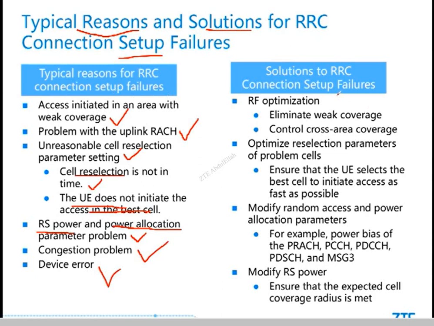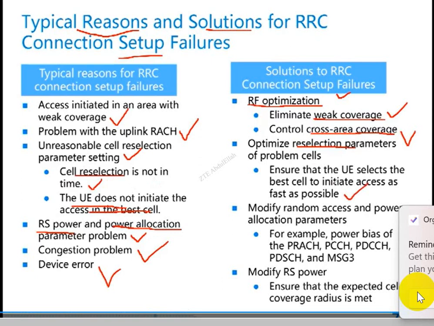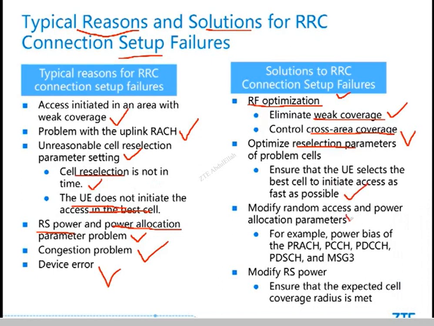And what's the solution? The first one is the RF optimization. RF optimization normally we use to fix the coverage, or cross coverage, so it's the overlap or weak coverage. And then the reselection parameter. Here is the late reselection, or the UE does not select the best cells, you can change your reselection parameters. Also modify your random access and power allocation parameters.